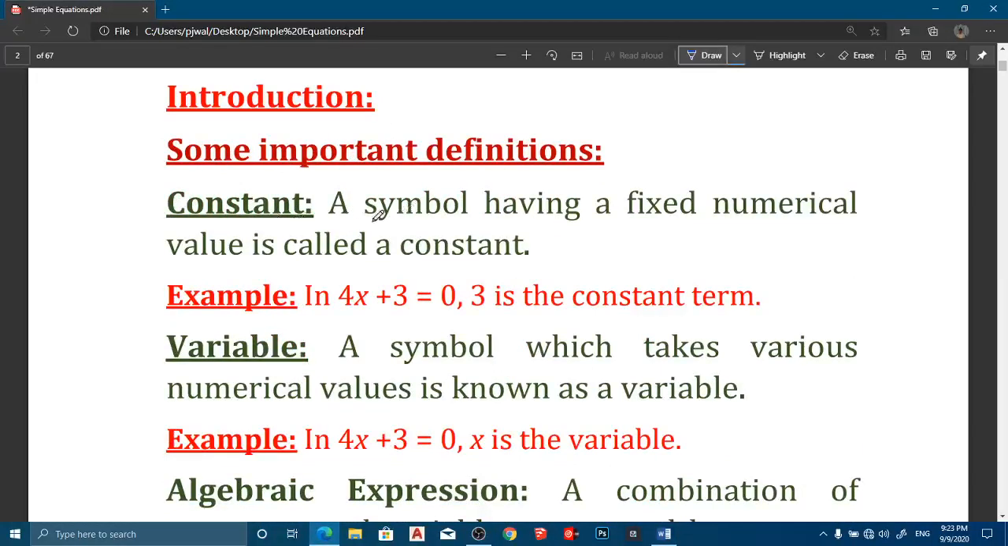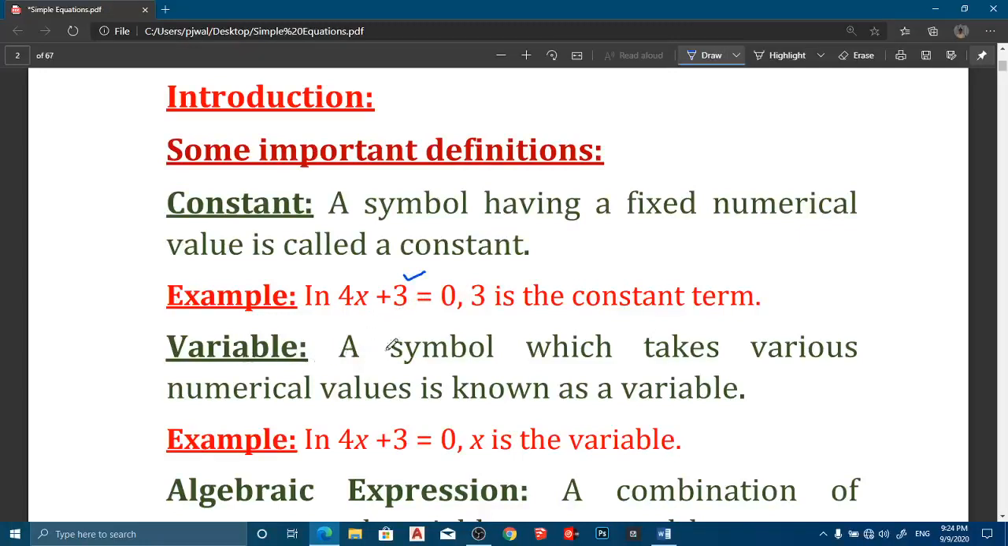Constant. Already I told you what is a constant? A symbol having a fixed numerical value is called a constant. You see here, observe here, one equation is given: 4x plus 3 equal to 0. Here only one variable is there, no other, only one variable. So here 4x is having a numerical coefficient and a variable, but 3 is only constant here, is equal to 0. Here the constant term is 3 here. Okay, constant term is 3 here. So this is the fixed numerical value.